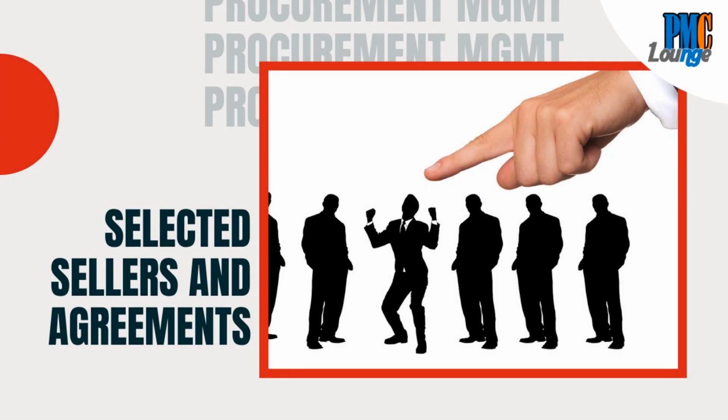In this quick video, we are looking into the outputs of the conduct procurement process. Two of the most important outputs that you should know are selected sellers and agreements.